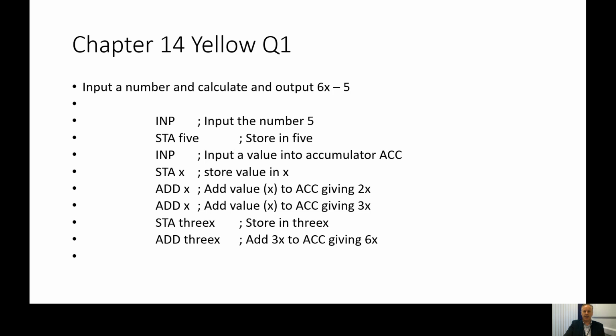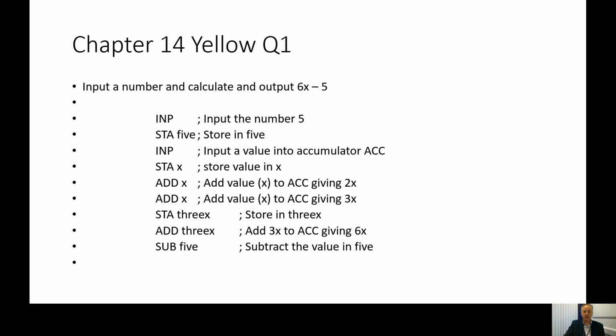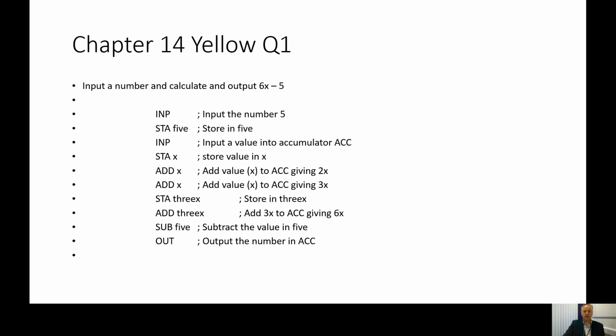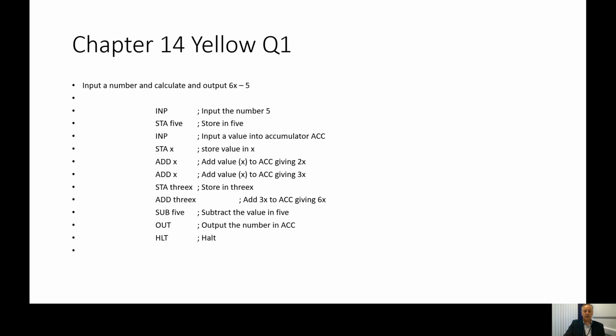So you store x, add it again, gives you 3x, store that 3x, add it, 3x gives you the equivalent of 6x. So that's that part of the equation. Now you need to subtract the value of 5. Remember, we've input the number 5 initially. We now have to subtract that value of 5 from the equation. OUT is your next instruction, because you're going to output that number in the accumulator. And then HLT halts the program. That's the end of the program there.